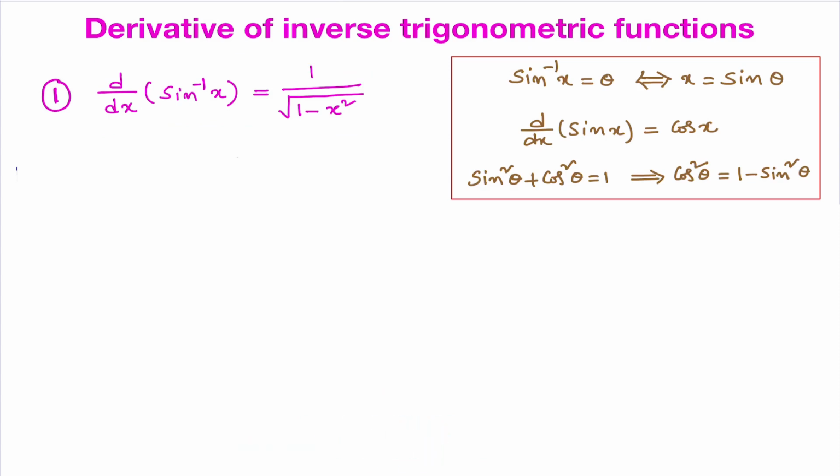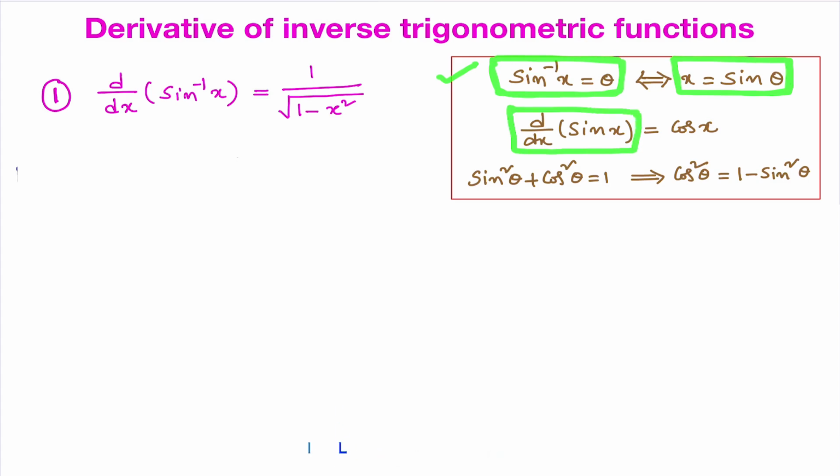First formula. You see this formula, sine inverse x equal to theta if and only if x equal to sine theta. This is the formula we learned from the inverse trigonometric functions chapter. Whenever you see sine inverse x equal to theta, there you can write x equal to sine theta. This is the second formula. You see this one? In derivative formulas, we learned this. Derivative of sine x with respect to x is cos x.